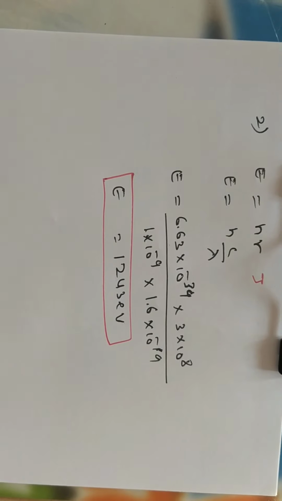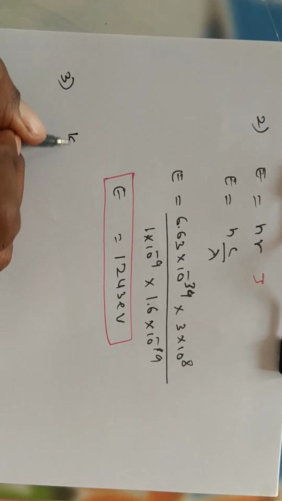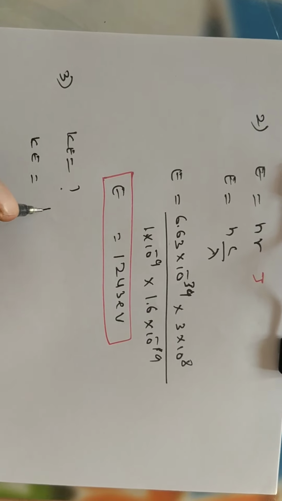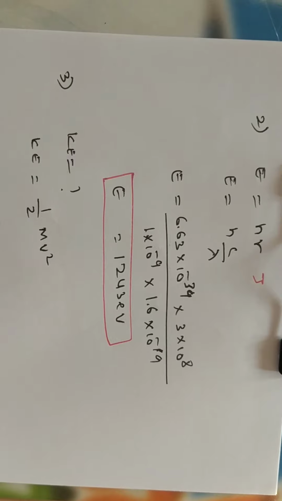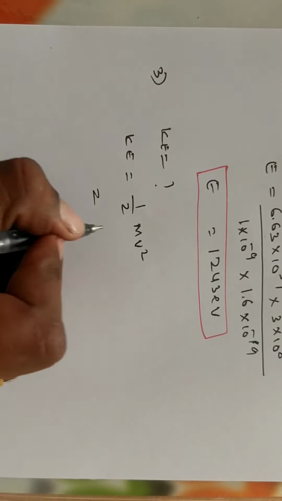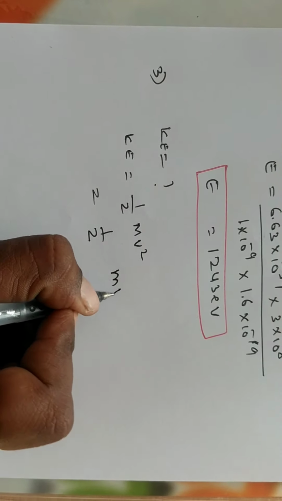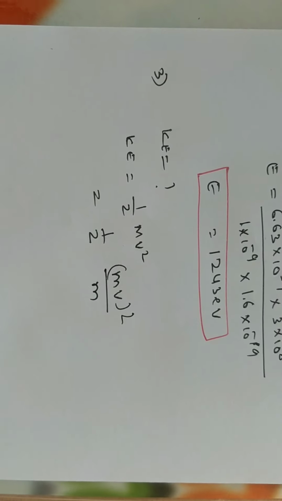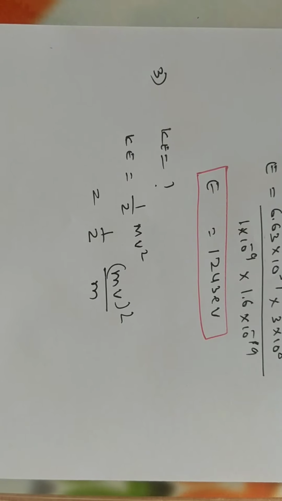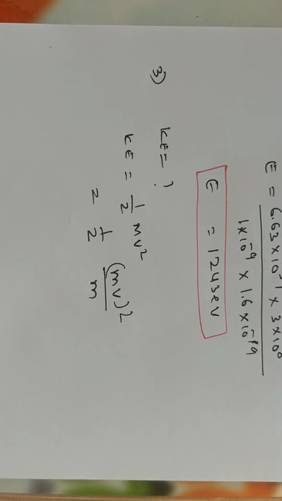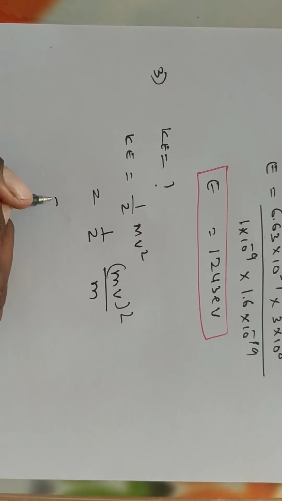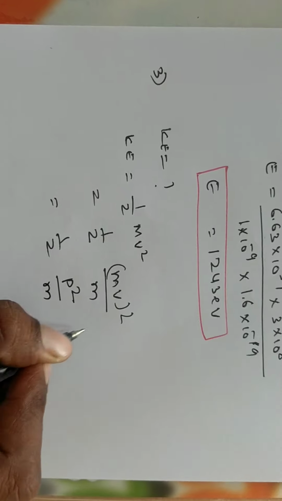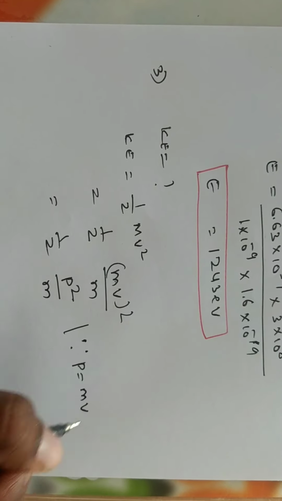Then third one, kinetic energy is equal to question mark. Kinetic energy formula is half into m into v square, that is 1 divided by 2 m into v whole square divided by m. Here we multiplied by m. Then 1 divided by 2 m into v means p square divided by m, because p is equal to m into v.